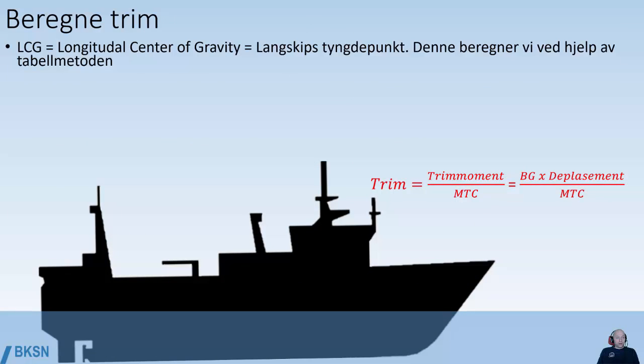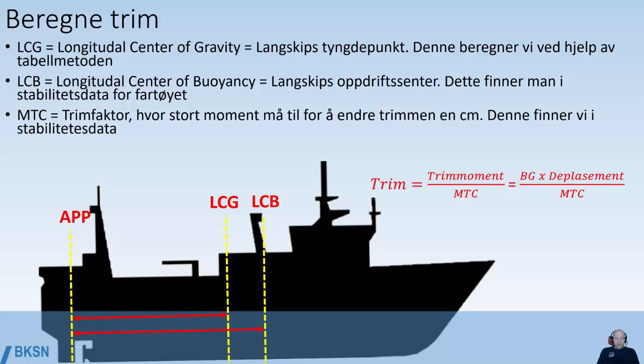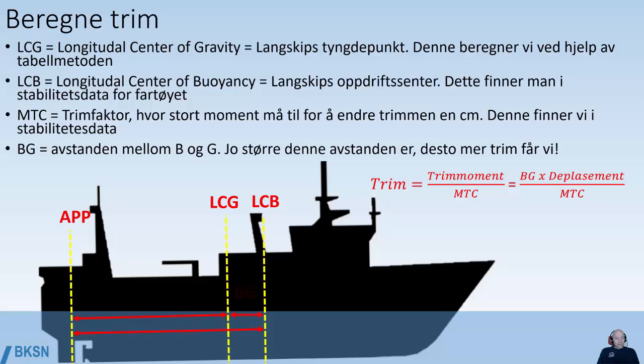And this is how we do it. The longitudinal center of gravity we have calculated using the table method. We found out that it was there. The longitudinal center of buoyancy is the center in the part of the hull that is submerged underwater, and this is found in the stability data for the vessel. The MTC is how much moment to change trim 1 centimeter. This is also found in the stability data.